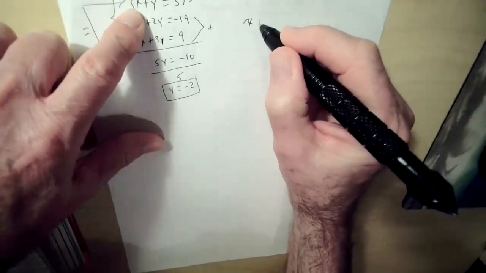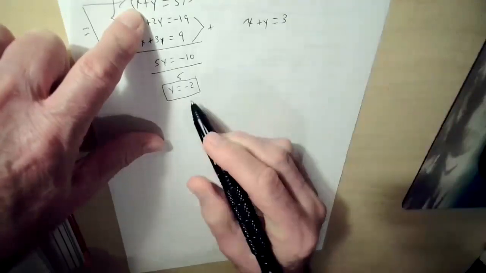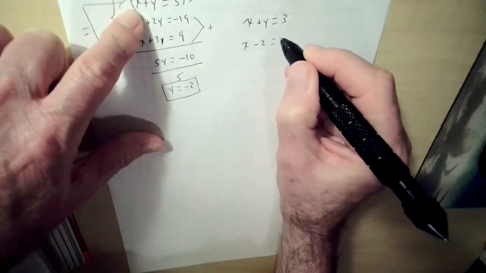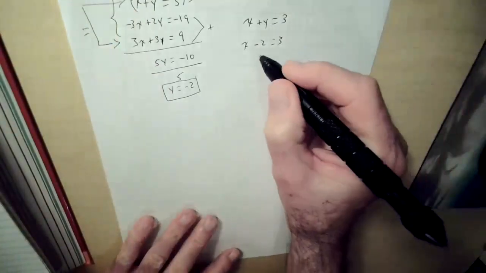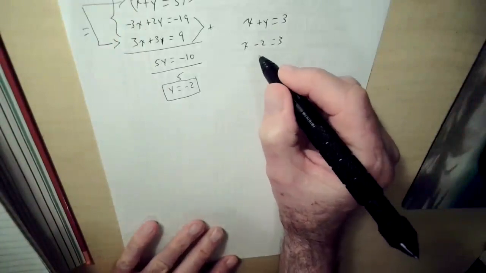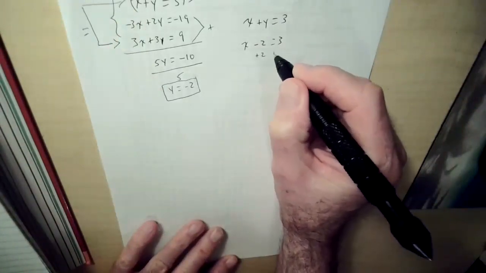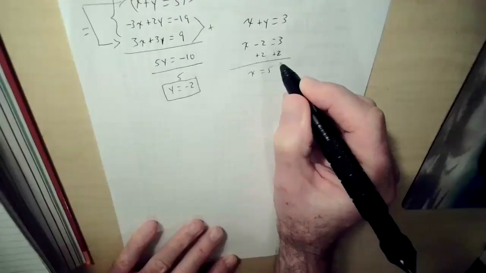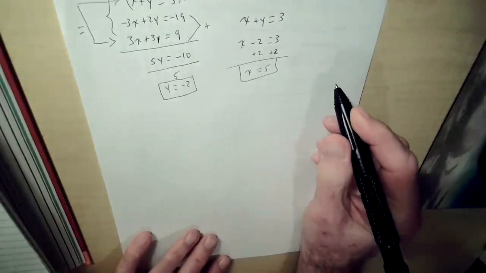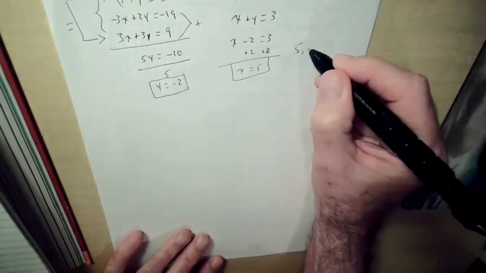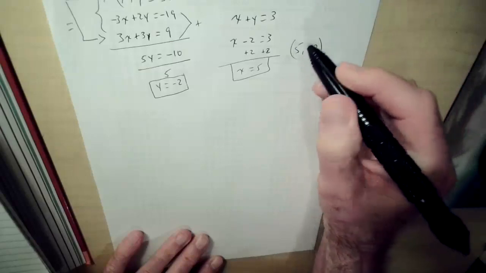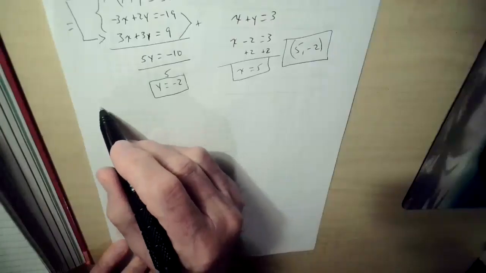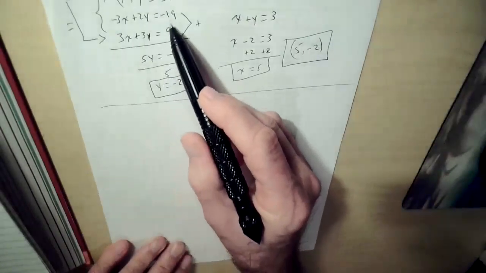Let's use this top equation because it's a little easier, it looks like. Again, it does not make any difference. But instead of y, we're going to plug in negative 2 equals 3. We add 2 to each side. X is 5. So our solution here is 5 comma negative 2. Always in parentheses. A point is always in parentheses.